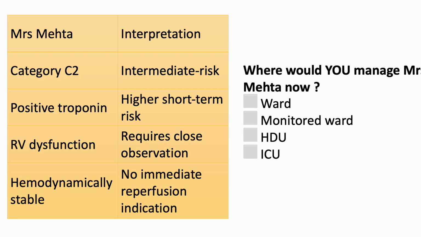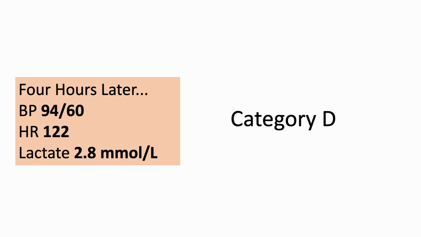So my patient who was in category C2 with intermediate risk has a positive troponin telling me she has a higher short-term risk. She has RV dysfunction, so she's under close observation. And though she was hemodynamically stable, no immediate reperfusion was indicated. Now she is having a drop in BP and a drop in oxygenation. So we have a respiratory modifier because she is on oxygen. Now she would be moved to, yes, the answer should be an ICU. So now my patient moves up the ladder to another risk category and she's now in category D.